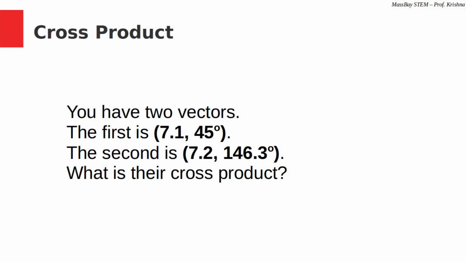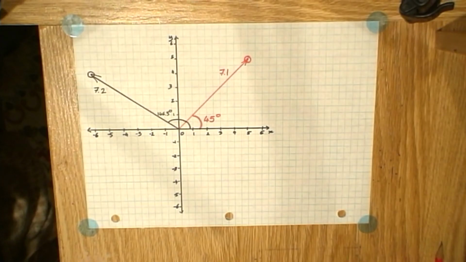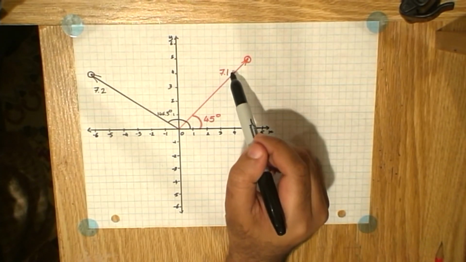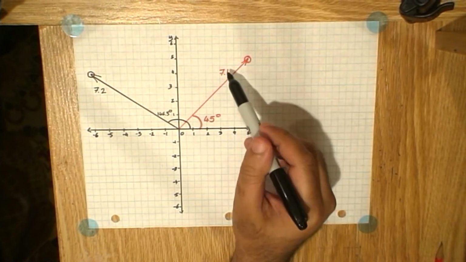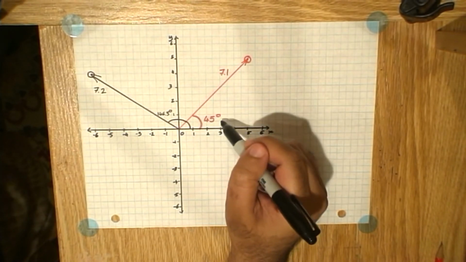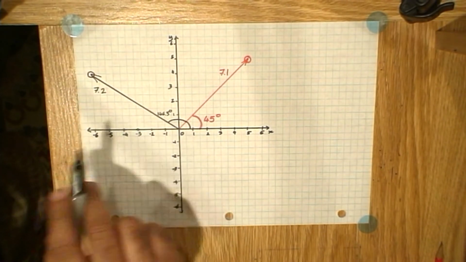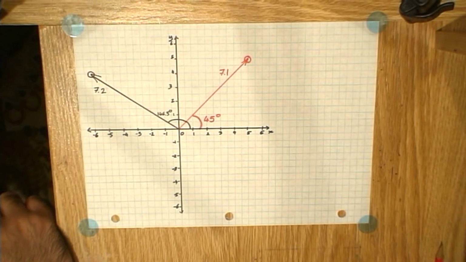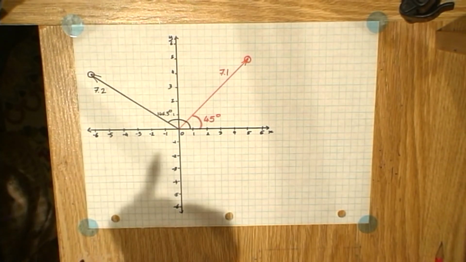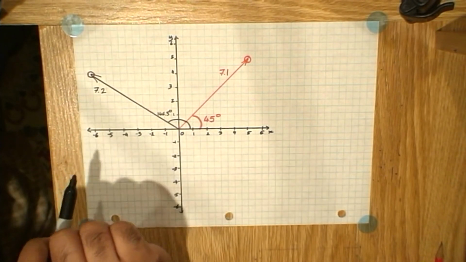Let's try an example. You have two vectors. The first is 7.1 oriented at 45 degrees. The second is 7.2 oriented at 146.3 degrees. What is their cross product? Here we see two vectors: a first vector with a length of 7.1 at an orientation of 45 degrees, and a second vector with a length of 7.2 at an orientation of 146.3 degrees. We want to find the cross product of these two vectors.